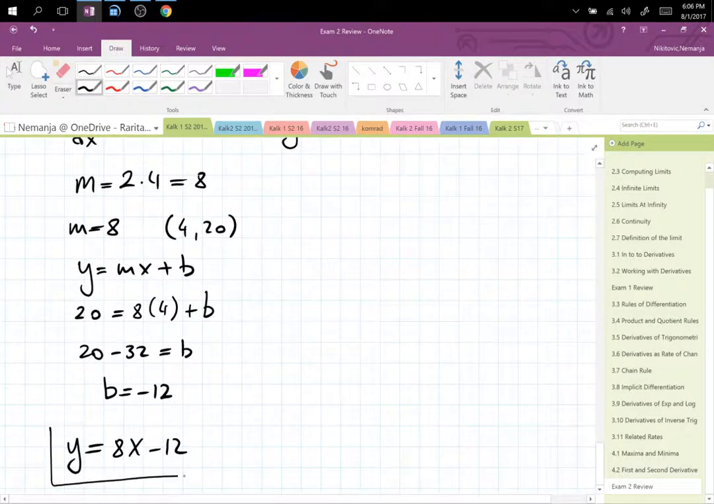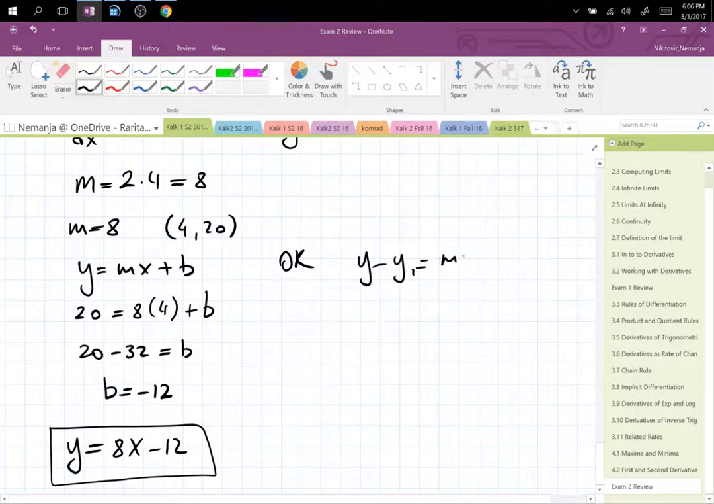So that was that. Now some of you, instead of using the mx plus b formula, might use y minus y1 is equal to m times (x minus x1). Again, whatever you prefer from algebra, because this is calculus, right? I just need the equation of the tangent line at the end. How you're going to do the algebra piece in the middle, I don't care.